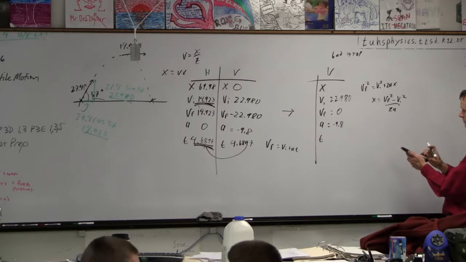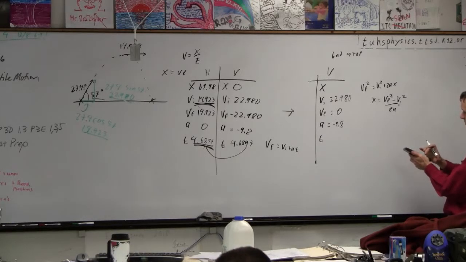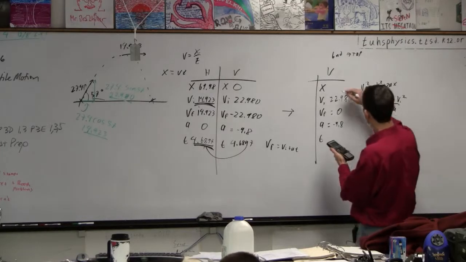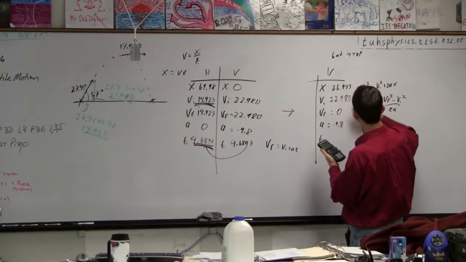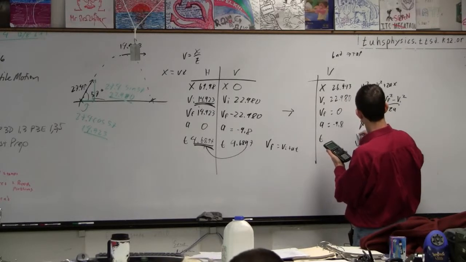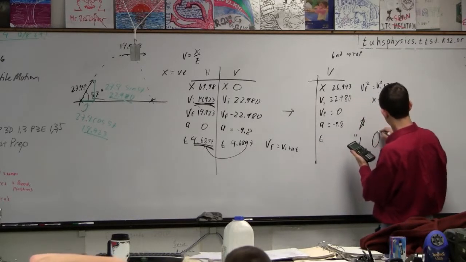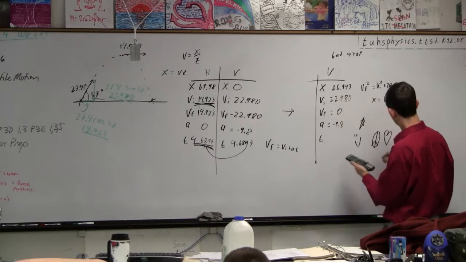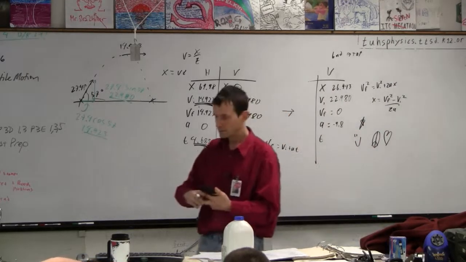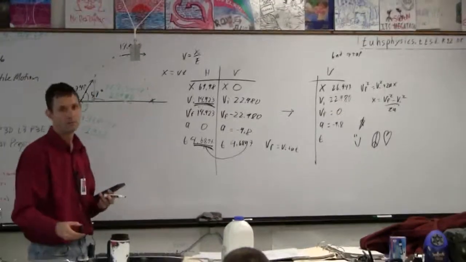Okay. 22.980 squared divided by 2 divided by 9.8. 26.9. Yeah? That's it?